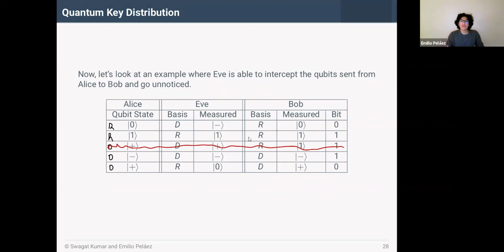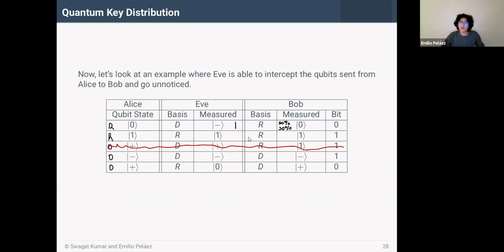Okay. So now let's go through it. Okay. So first qubit, Alice gets 0. Eve measures on the diagonal basis and gets the qubit minus, which corresponds to the bit 1. And then Bob measures in the rectangular basis, but remember that he has a 50% chance, and here he is lucky enough to get the same state that Alice wanted to send. So bit 0, there's no problem here.